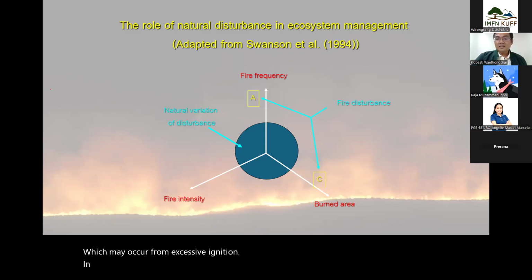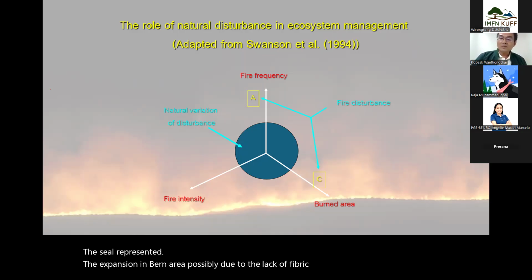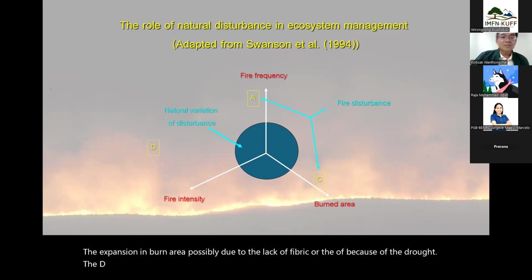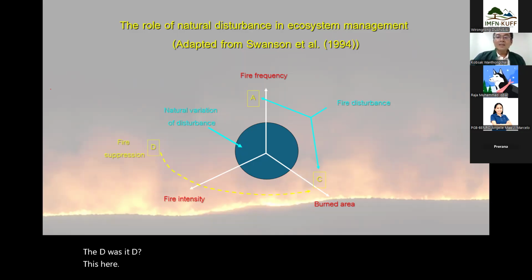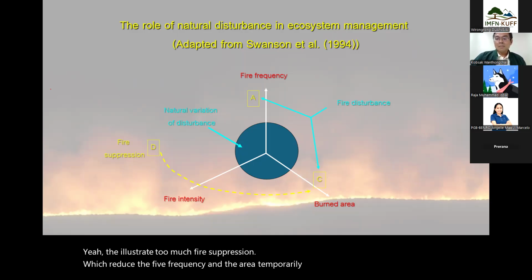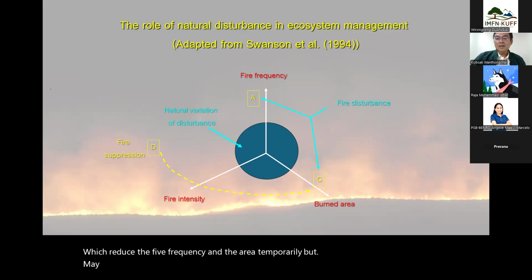In contrast, C represents the expansion in burn area, possibly due to the lack of fire breaks or because of drought. What about D? D is here. D illustrates too much fire suppression, which reduces the fire frequency and area temporarily, but may lead to fuel accumulation and more intense future fires.